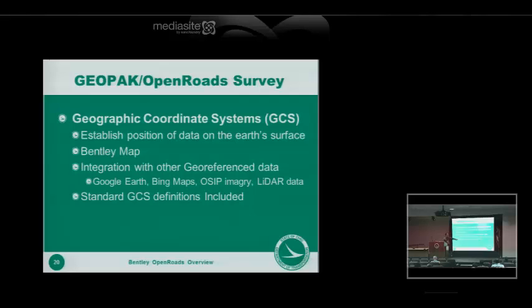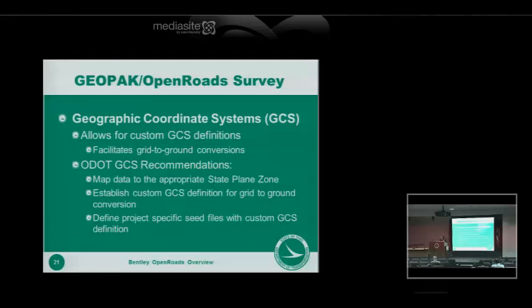And there are standard geographic coordinate system definitions included with Bentley Maps. So Ohio North NAD 83 is in there. Ohio North NAD 83 2011 adjustment is in there. NAD 27, it's all in there. So we're going to recommend that you start using geographic coordinate systems, and I'll show you how some of that works. It also allows for custom geographic coordinate system definitions.